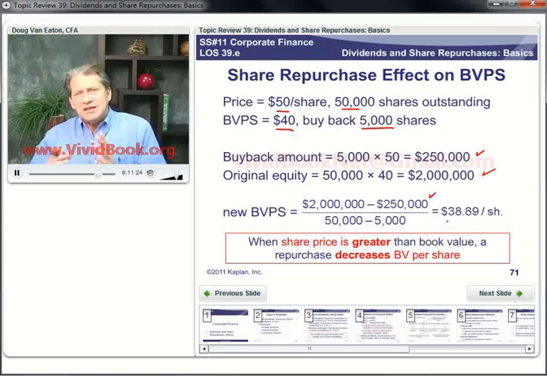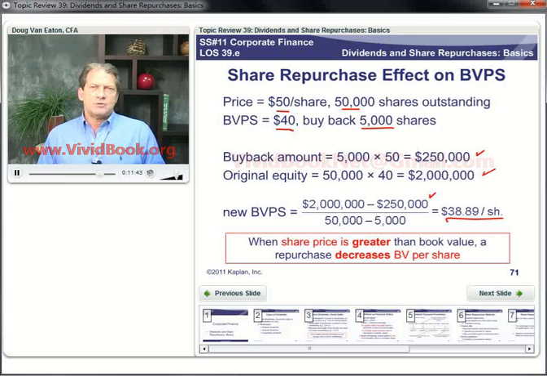Now again, the intuition's very straightforward. If we pay more than book value per share, our book value per share is going to fall as a result of the repurchase. We're paying $50 a share, the book value is $40. If we buy shares back for less than the book value per share, then that's going to increase the book value per share of our remaining shares.